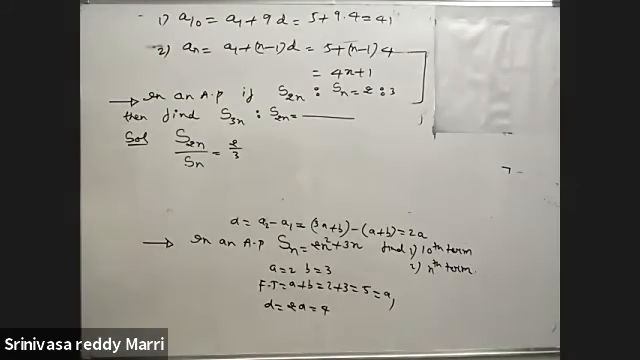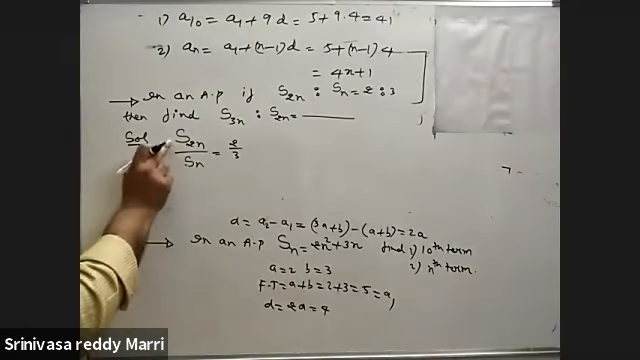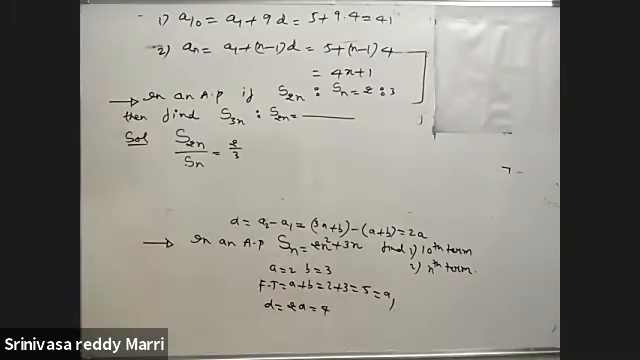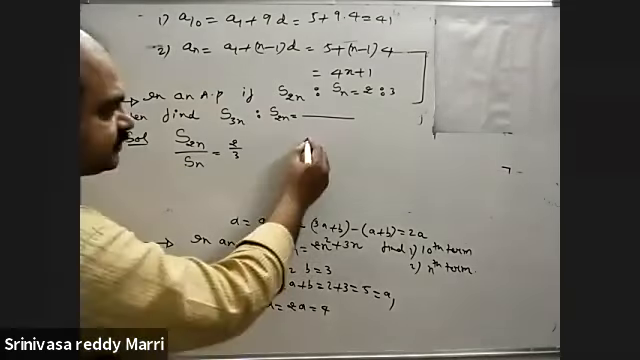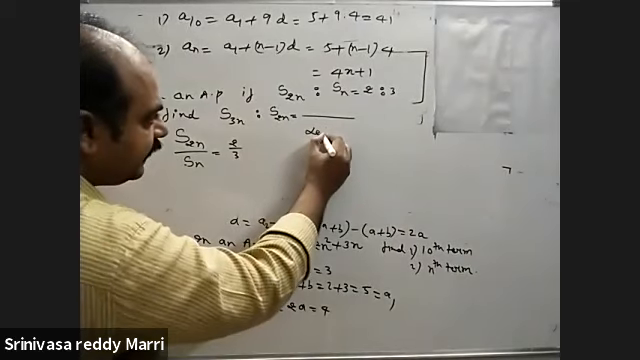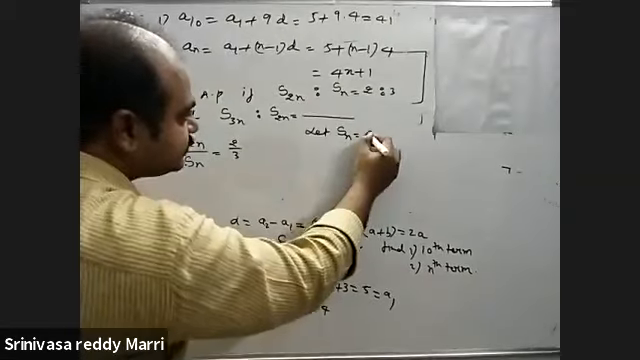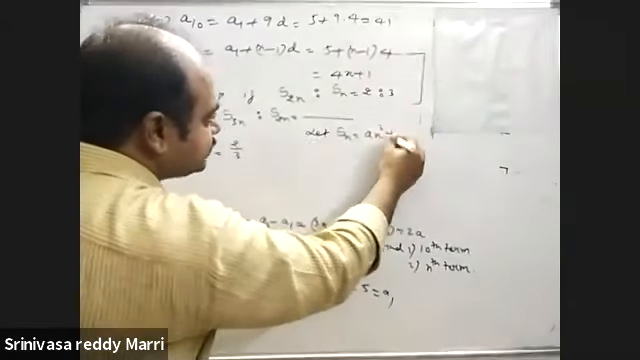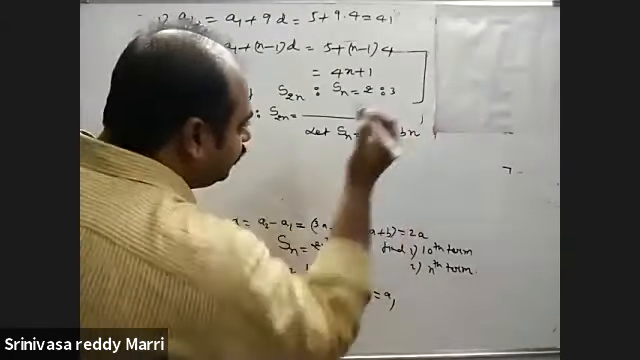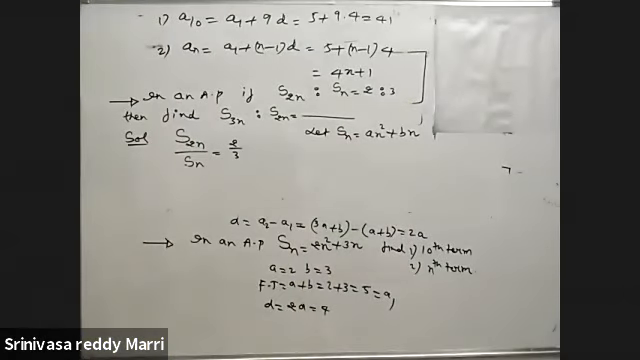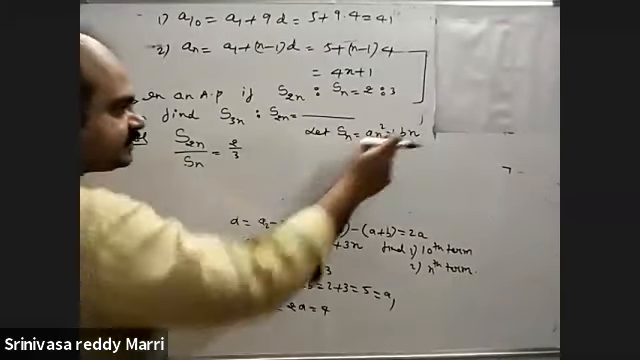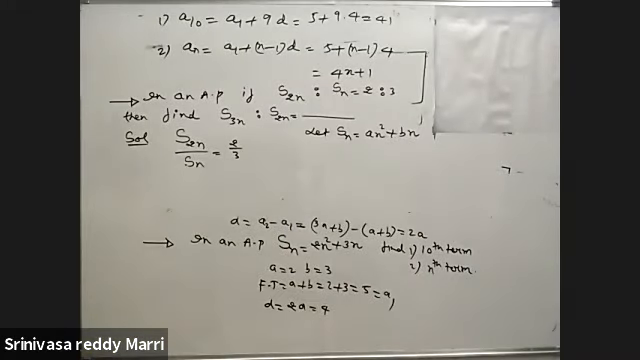Sum of first n terms is n by 2 into 2a plus n minus 1 into d. But if you substitute like this, it will be more laborious, lengthy. So the approach will be like this. Always you know that Sn will be of the form an square plus bn. Let us assume that the sum of n terms of that AP will be in this form, an square plus bn.